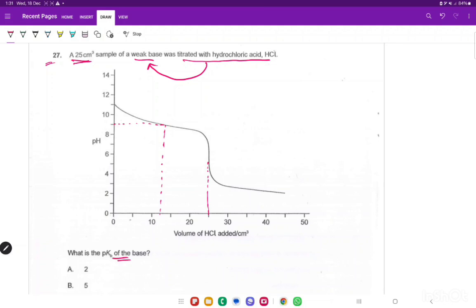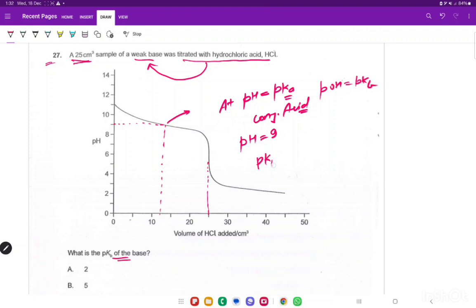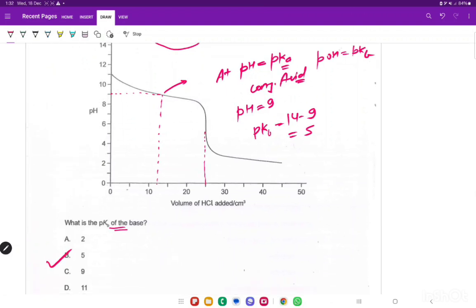What is the pKb of the base? At the half neutralization point, the pH is equal to the pKa of the conjugate acid of this base. Hence, your pH is equal to 9, and at half neutralization point pOH is also equal to pKb. Therefore, pKb will be equal to 14 minus 9, that is equal to 5. The answer for this question is 5. The pKb of the base is 5.